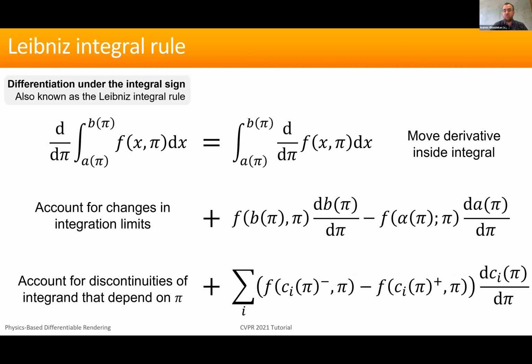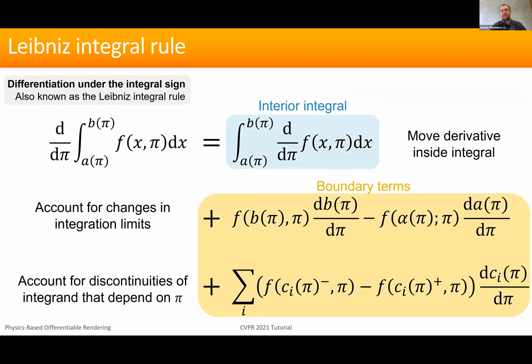Now, going back to the Leibniz rule, we'll typically group these terms and call the first term, moving the derivative inside the integral, the interior integral, and the other 2 terms accounting for changes in integration limits and discontinuities, the boundary terms. And the reason for these names will show up in a couple of minutes when we discuss how to apply this in the context of direct illumination.